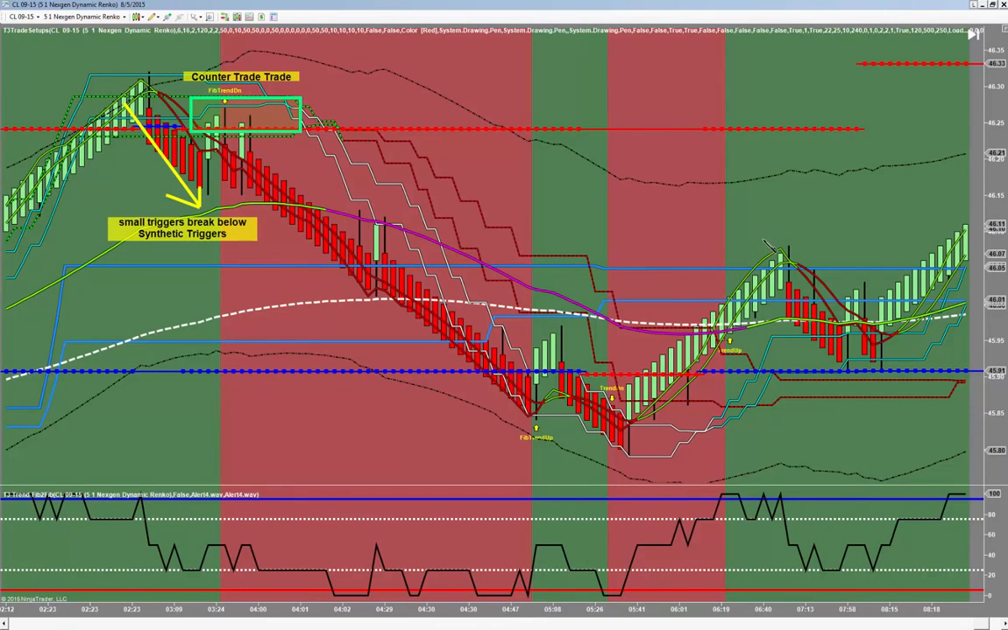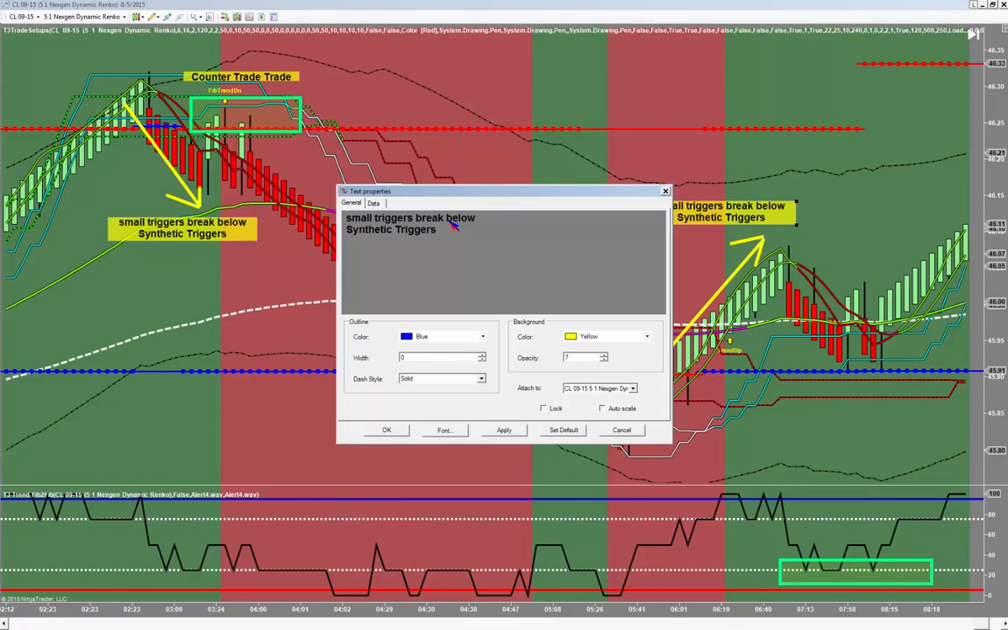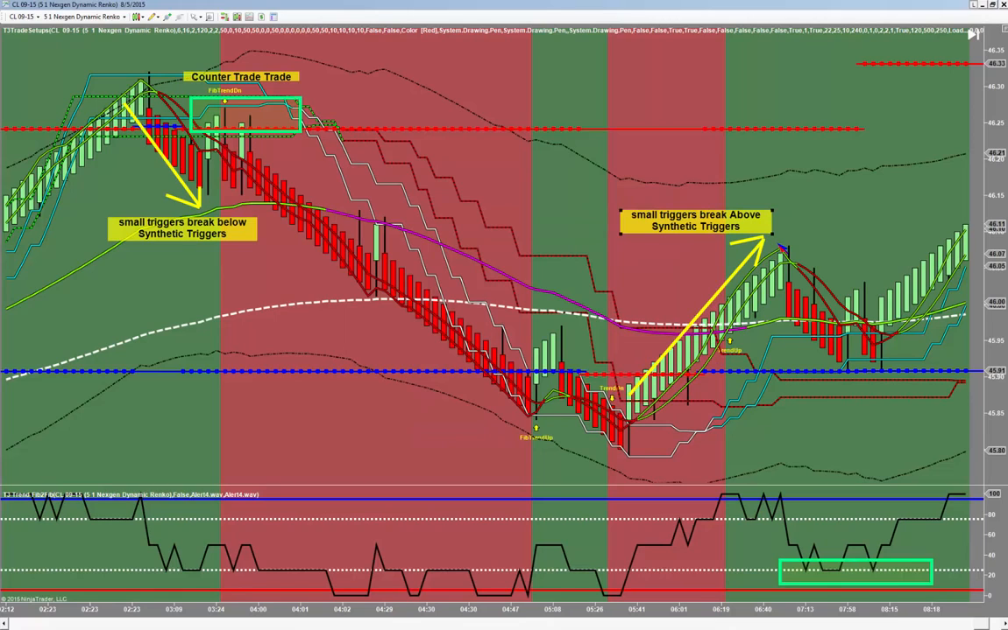Our small triggers start to break above, and we end up with trend trade rules. But it's almost the same thing as over here. I'm going to get rid of the bigger trigger since we're not really using that in the rules at the moment. You can see the small triggers. I'm going to cheat and just change that to above. Does everybody see that? Small triggers break above your synthetic triggers.